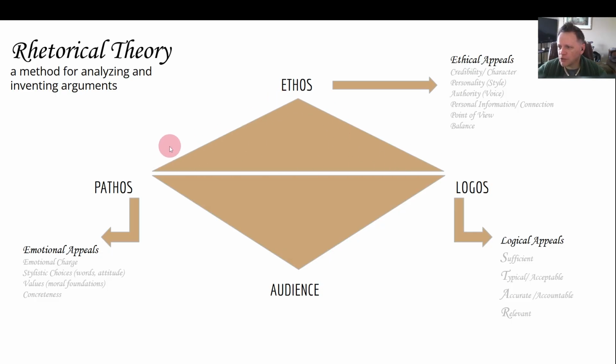This top triangle right here is usually what we consider rhetorical theory. I've given you this other inverted triangle because I wanted to show you that the audience matters too. When we talk about ethos, what we're talking about is the writer, the speaker. If you are inventing an argument, this is the focus on you. If you are analyzing an argument, this is the focus on whoever invented the argument. How do they establish their credibility? How do they get you to trust them?